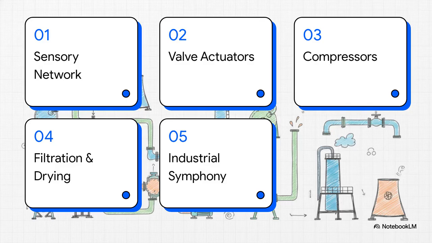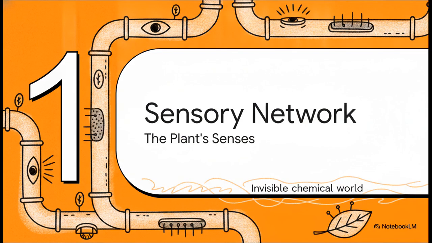All right, here's our roadmap for today. First, the plant sensory network. Second, valve actuators, mechanical muscle. Third, compressors, the beating heart. Fourth, filtration and drying systems. And finally, number 5, the ultimate industrial symphony. Let's jump right into part 1, the plant's sensory network.